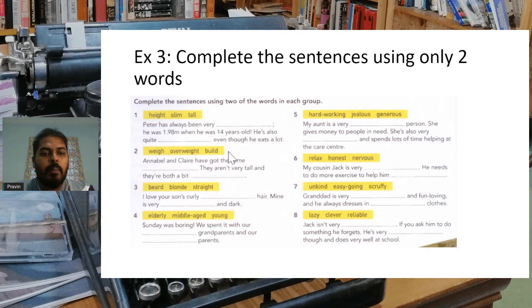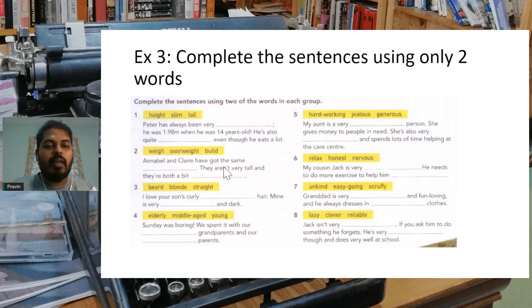Okay, weight, overweight, build. Build ini bentuk badan. Overweight terlampau berat. Weight ini adalah berat. Okay, berat. Let me explain again. Weight ni bukan overweight, bukan orang itu berat. Weight ni adalah berapa berat kamu, lebih kepada itu.